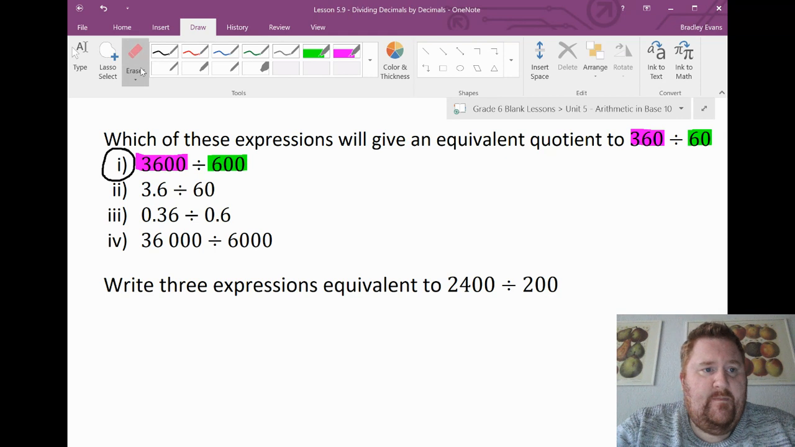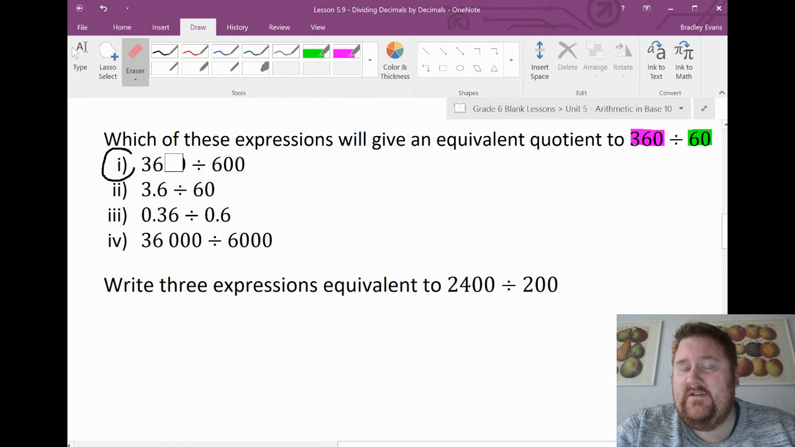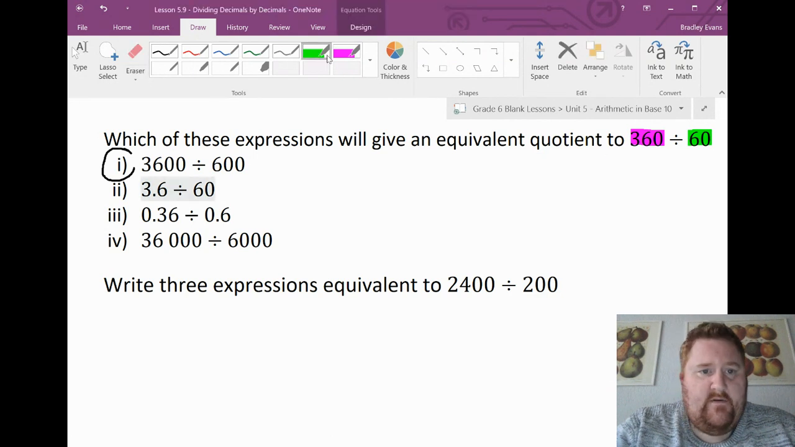Let's take a look at B. I'm looking for a dividend and divisor to have increased or decreased by the same multiple of 10. 360 to 3.6, I can see I've divided by 100. My 60 has stayed the same, so it's not going to give me the same result.